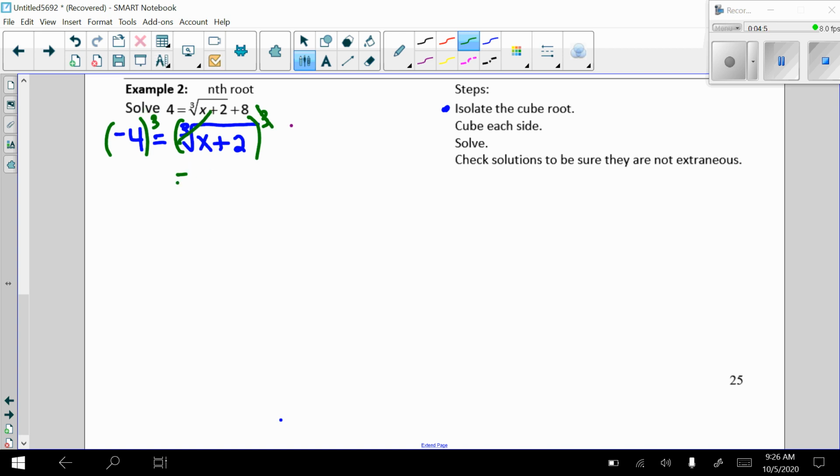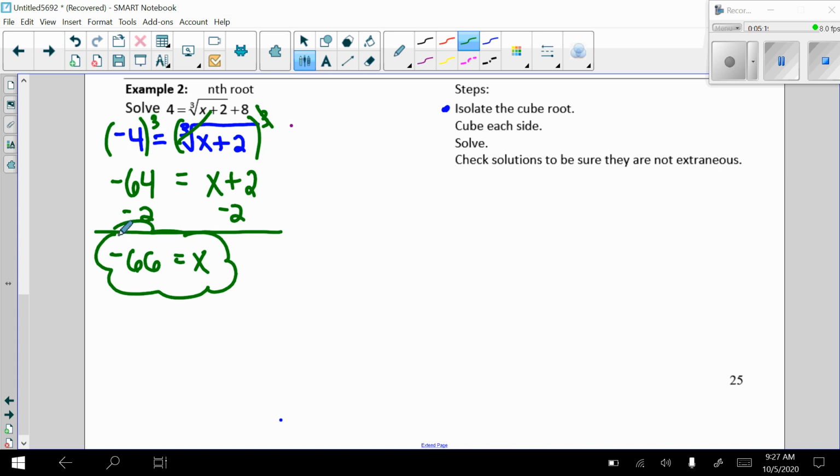So on the right side of the equation, we are left with just a simple x plus 2. On the left side of the equation, we have negative 4 times negative 4 times negative 4, which gives us negative 64. This is not a quadratic, it's just a linear equation. So we just subtract 2 from each side to solve. And what we get is negative 66 equals x. Just like before, we have to check our solution.